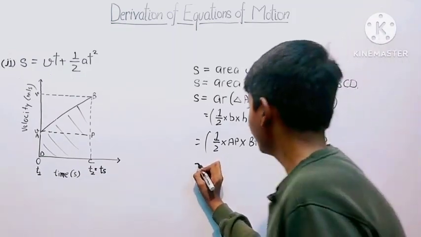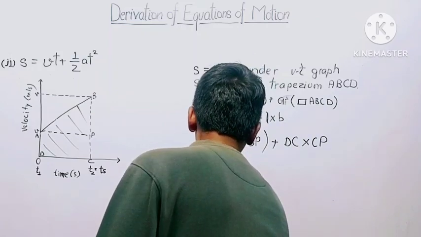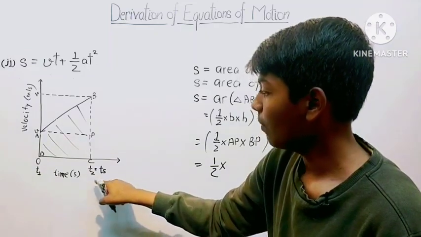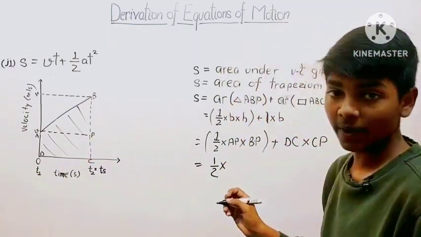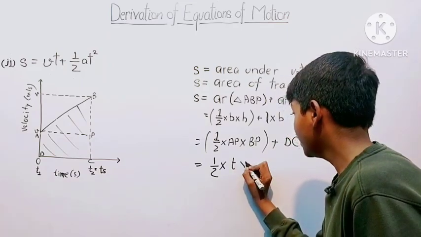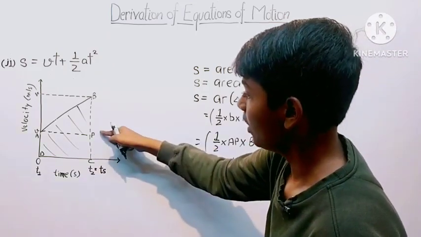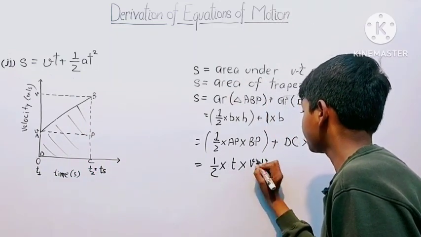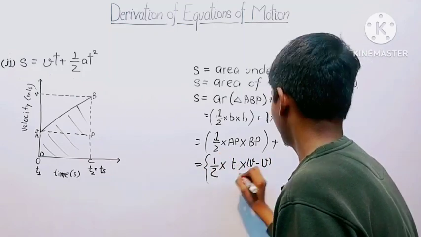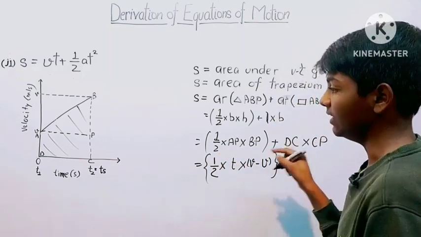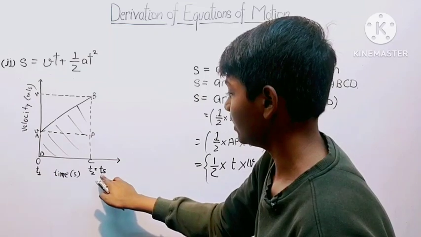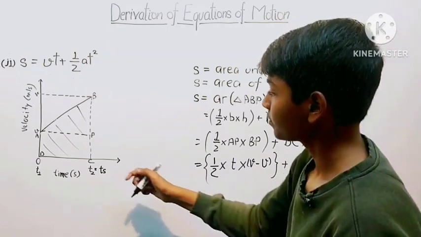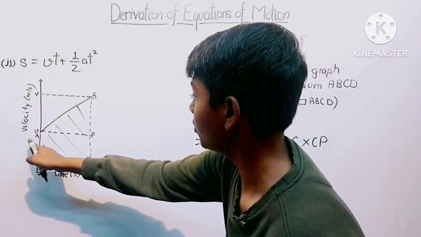Now here we would have half into AP. So AP is equal to t seconds minus 0, so t seconds minus 0 would be t seconds, multiplied by BP. BP would be the length of V minus U. And then we will have DC. DC would be the same, t seconds minus 0, which would be t, multiplied by CP. CP would be the length of 0 to U, which would be U.